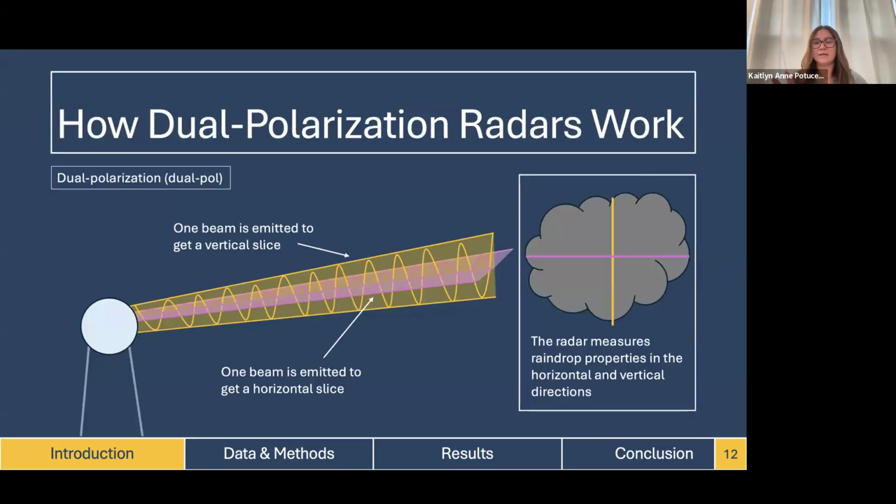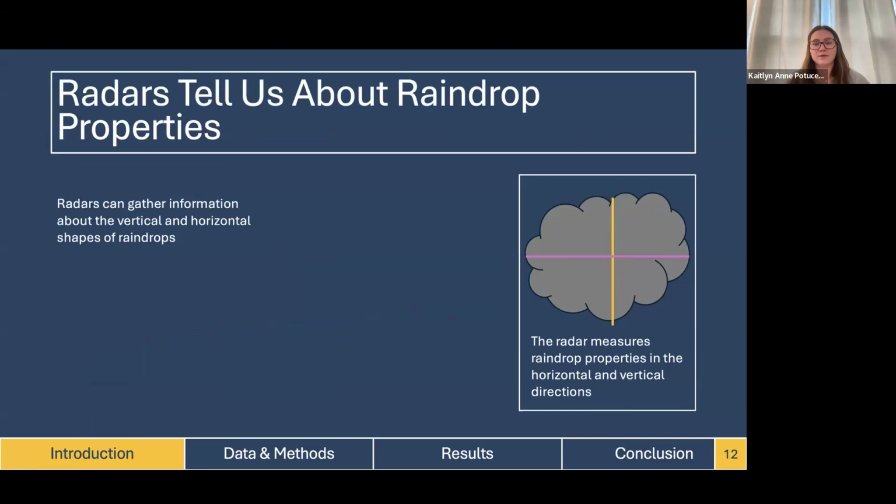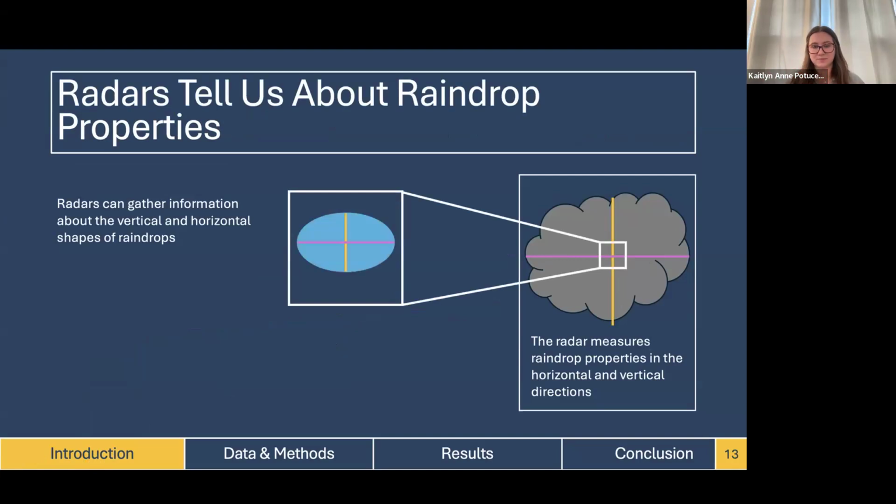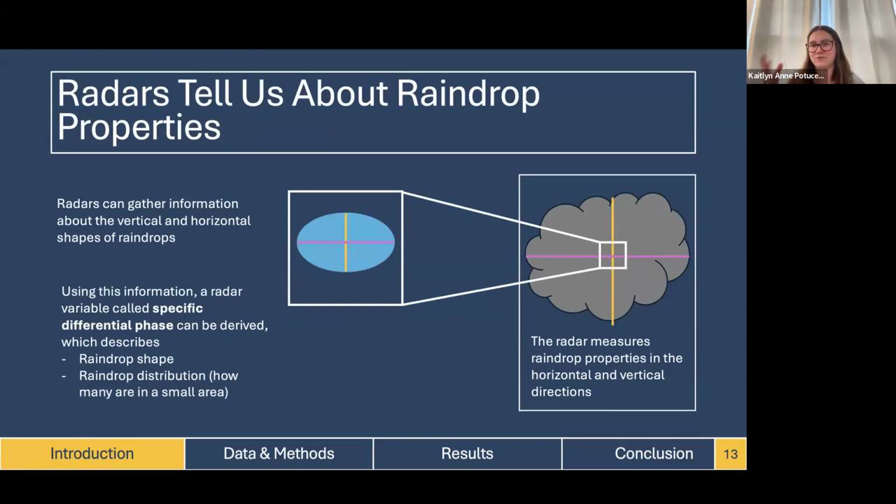such as offshore, or a region that just might have sparse surface observations. This introduces the need for dual pole radars, which luckily for us, we have used operationally as of 2013. So we have 13 years of this data. How a dual pole radar works is that it emits energy in both horizontal and vertical planes. This allows us to get a vertical and horizontal measurement of clouds and cloud droplets. So radars can gather information about cloud droplets in both of these dimensions. If you zoom in, that's what it will do for a raindrop. And we can use this information to derive specific differential phase, or KDP.